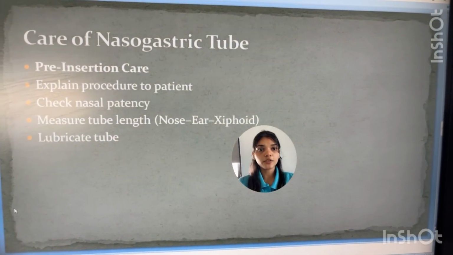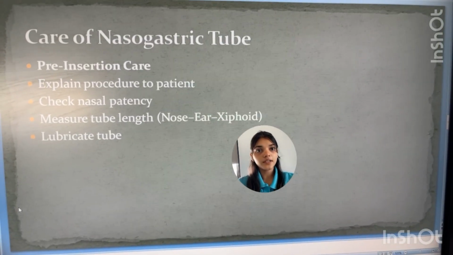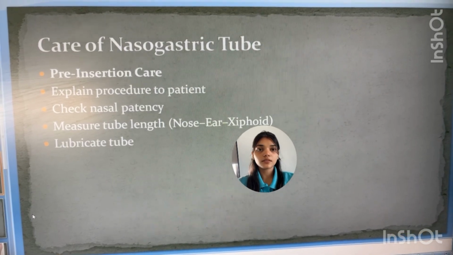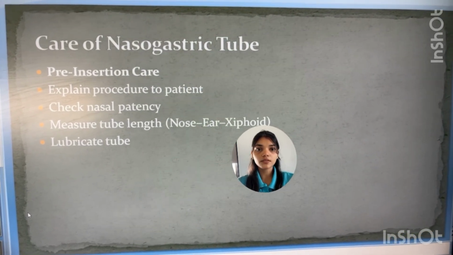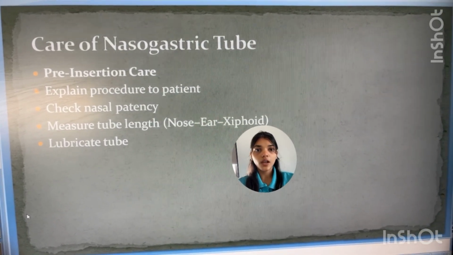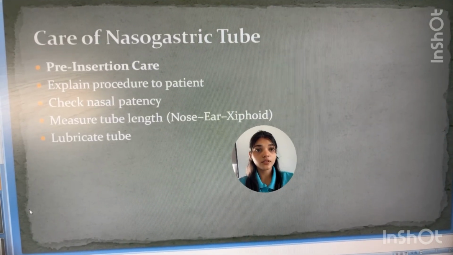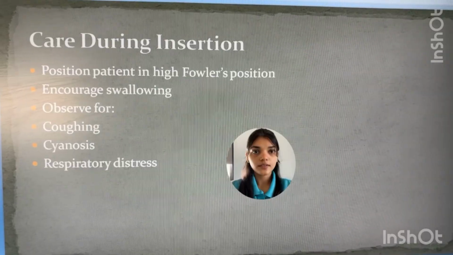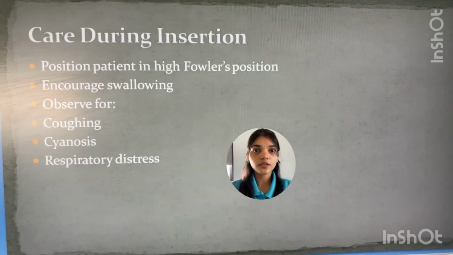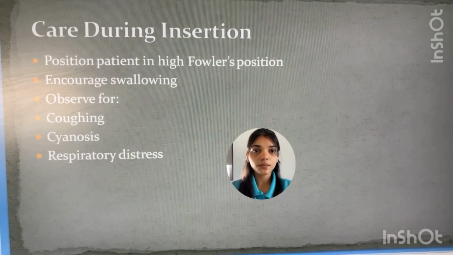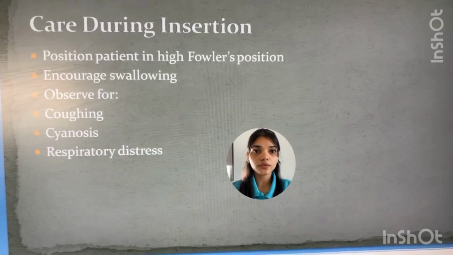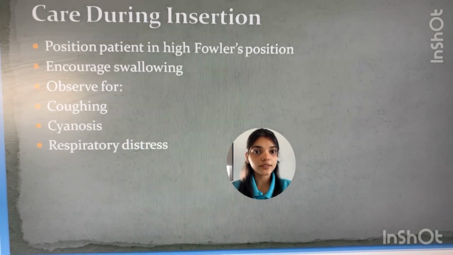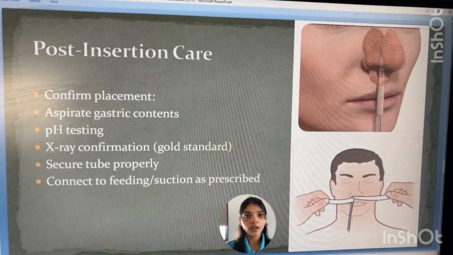Then care of nasogastric tube. Pre-insertion care is the first care. In pre-insertion care, explain the procedure to the patient, check nasal patency and measure tube length: nose, ear and xiphoid. Then lubricate the tube. Second is care during insertion. Position the patient in high Fowler's position, encourage swallowing, observe for coughing, cyanosis and respiratory distress.